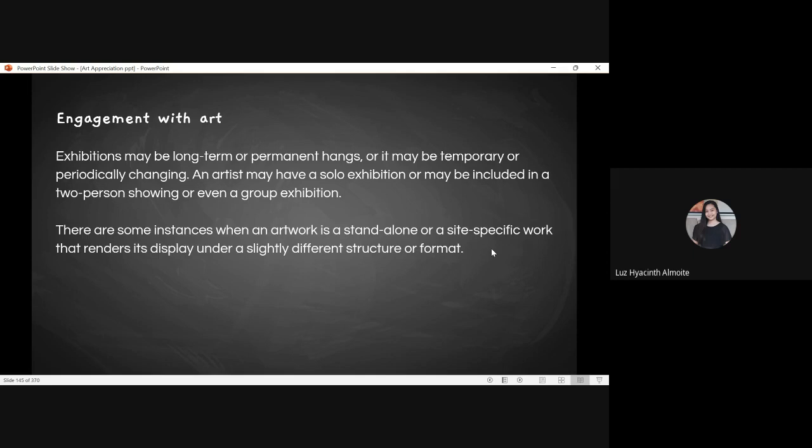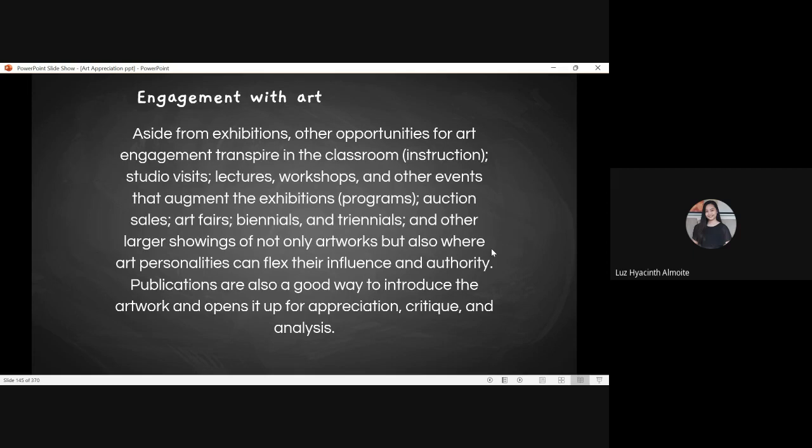So, nakadepende yan sa artist kung gusto ba niya na permanent na nakalagay dun sa museum or temporary lang nakahang for a certain period of time lang na ilalagay or i-display niya doon sa museum. Or kung limited lang ba yung pwedeng makakita nun, may pipiliin siyang mga tao in the society na pwede lang makakita nung artwork na yon or open ba ito sa lahat. So, nakadepende yun sa artist. So, there are some instances when an artwork is a standalone or a specific work that renders display under a slightly different structure or format.